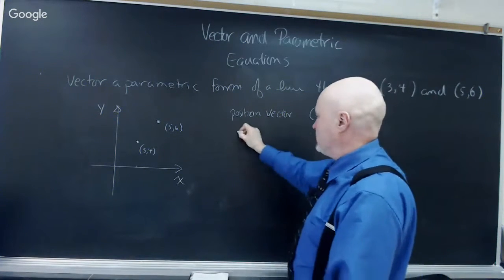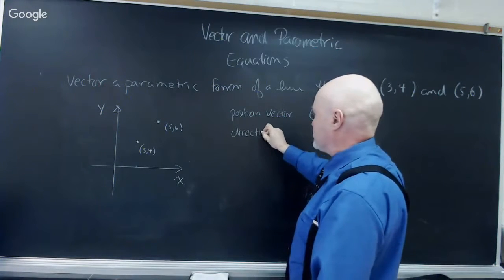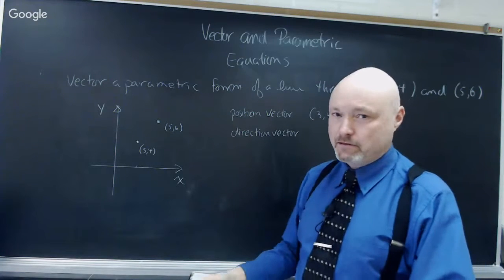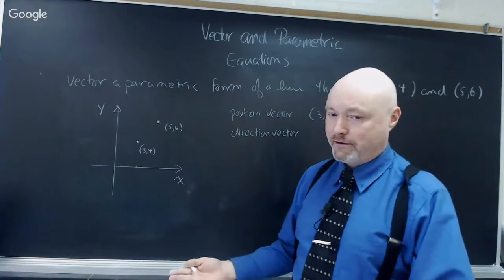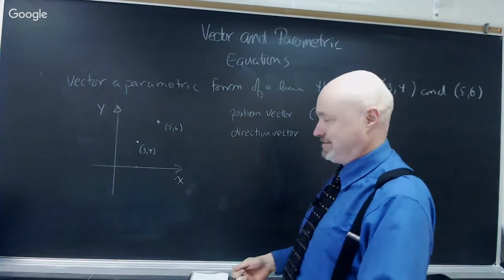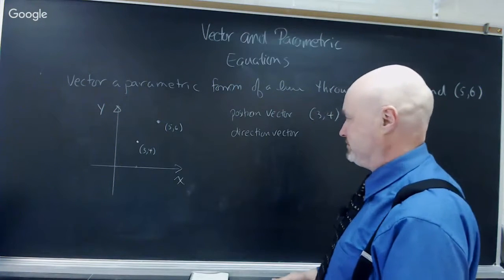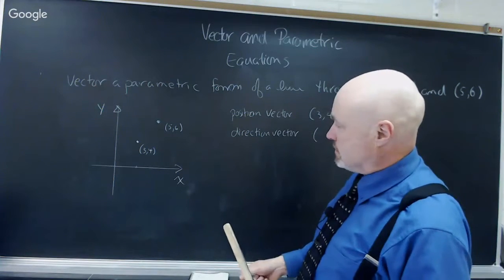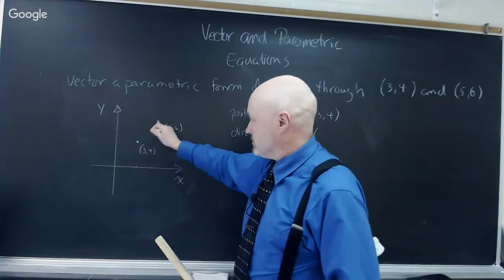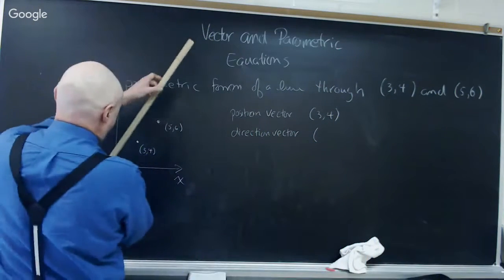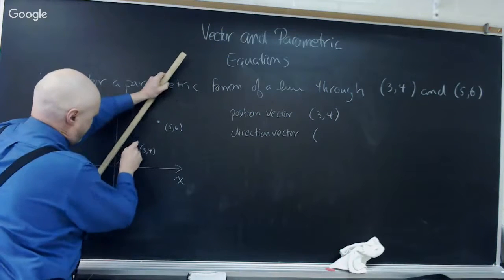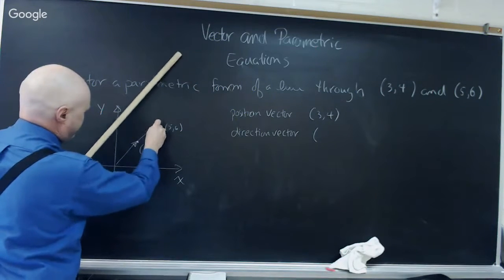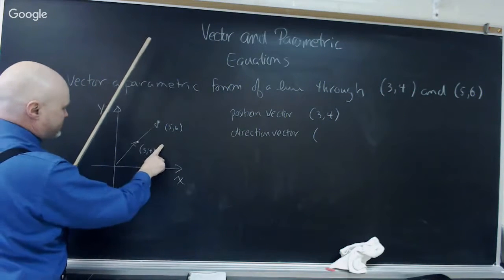How are we going to find our direction vector? It's probably as easy as you're thinking. Would it just be 5, 6, or is there something to do with it? Hold on. No. Well, we've got a position vector here. It's just 3, 4. Yep. I did a terrible job of drawing this. So here comes our direction vector. And we go over 2, and we go up 2.